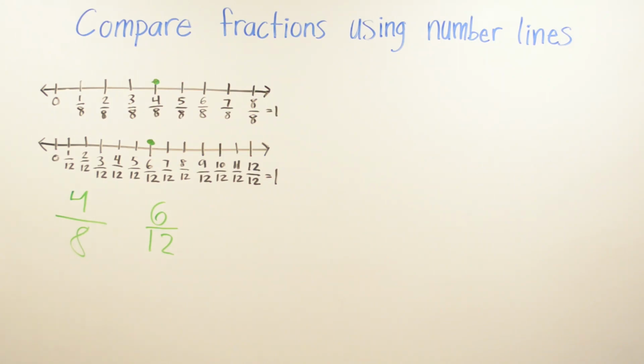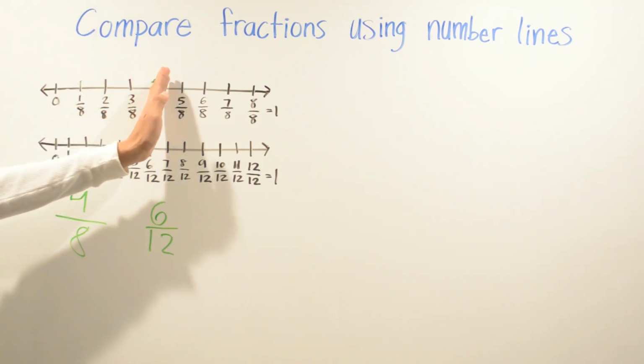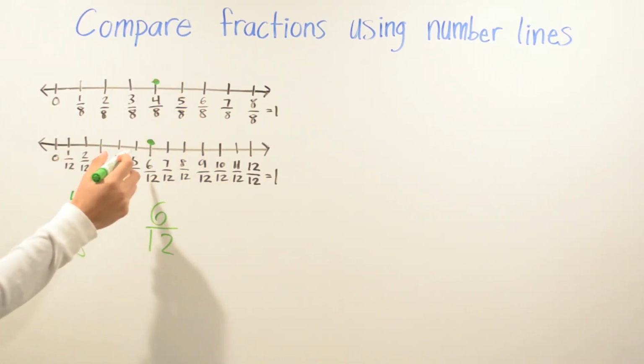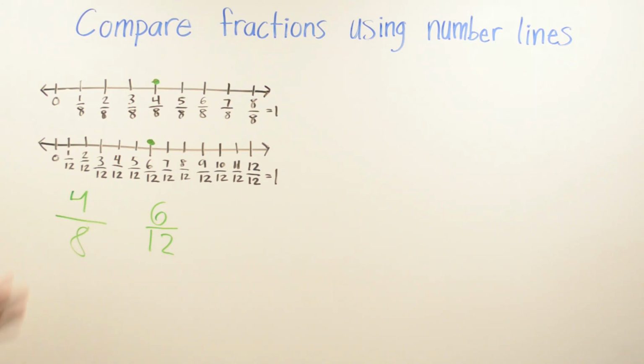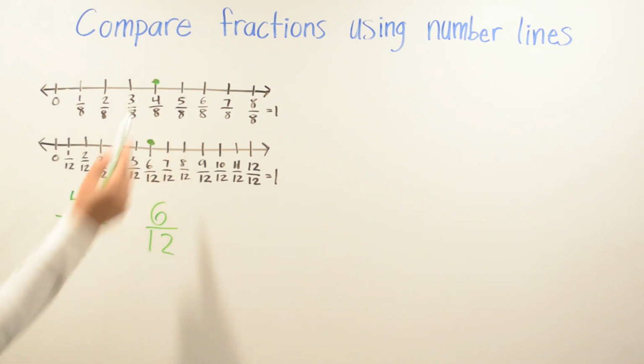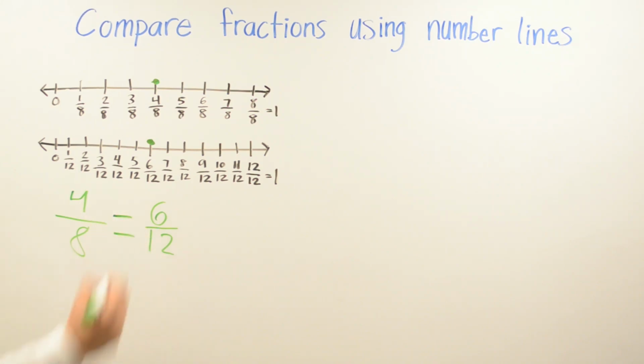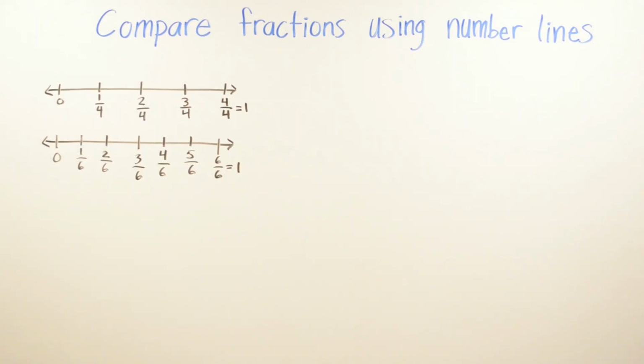So which one is greater than, or less than, or it could be equal to? Let's find out. 4/8 is right here, and 6/12 is at the same place where 4/8 is. So our answer is going to be equal. So it's going to be 4/8 is equal to 6/12.